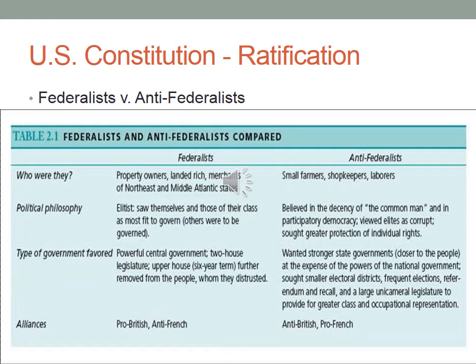The Anti-Federalists wanted stronger state governments closer to the people, smaller electoral districts to make the representatives more accountable, frequent elections, referendum and recall, which allowed the masses to determine policy. In alliances, in general, the Federalists were pro-British and anti-French, and this will play a big part when it comes to the French Revolution. Pro-British and anti-French, and the Anti-Federalists tended to be anti-British and pro-French.